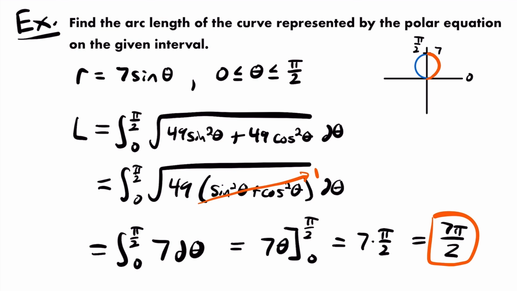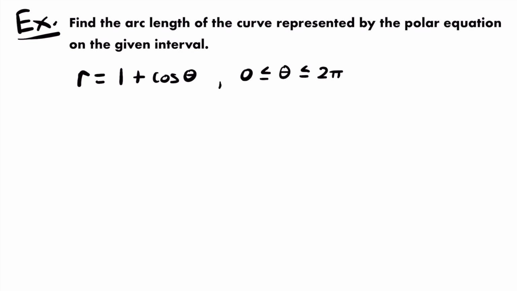Okay, let's take a look at one more example for this video. All right, so here's our last example. Once again, we want to find the arc length of the curve represented by the polar equation on the given interval. And we have r equals 1 plus cosine theta, and we want to calculate the arc length between theta equals 0 and theta equals 2 pi.